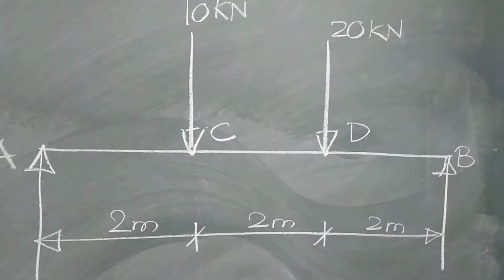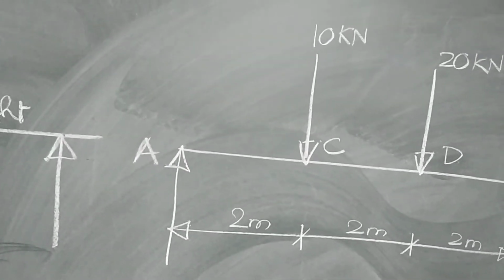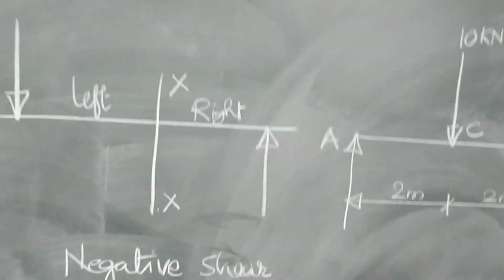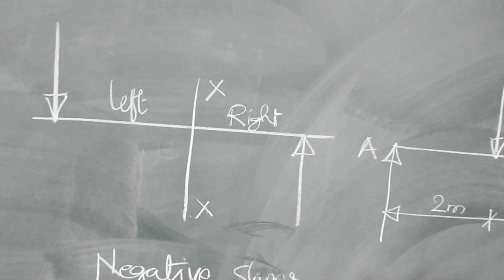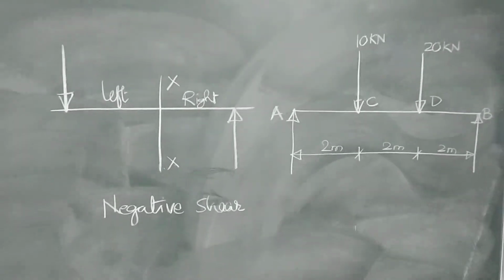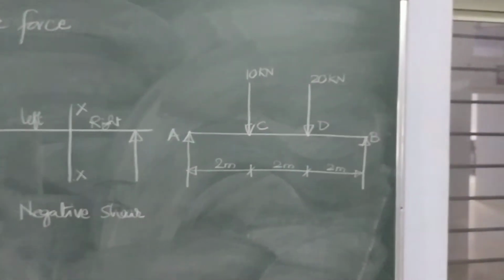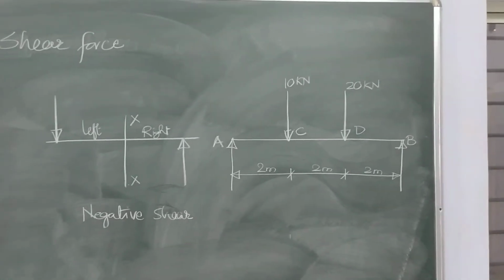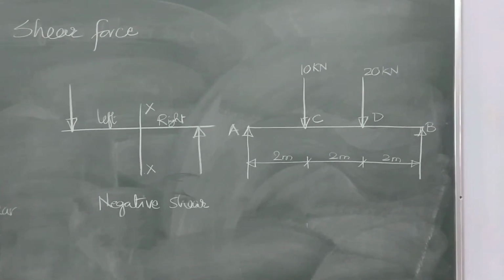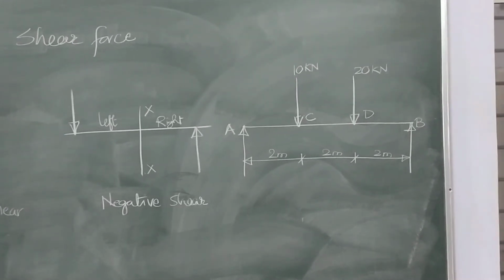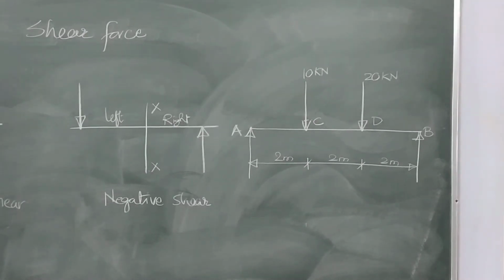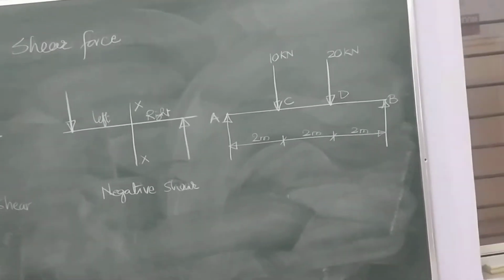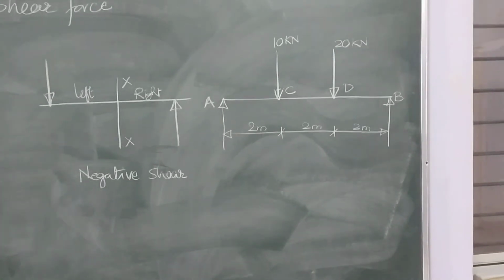Take this example. Write down, find out reaction at point A and B as well as shear force and shear force diagram for this simply supported beam of 6 meter length, having point load 10 kilonewton, which is placed at 2 meter from support A, and 20 kilonewton point load at 2 meter from support B.